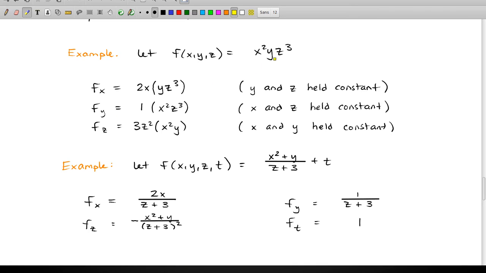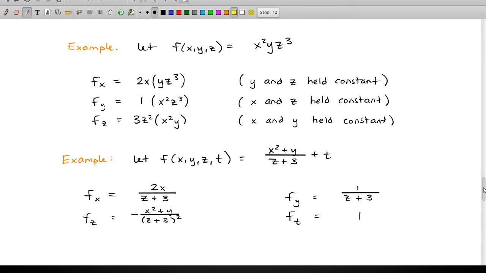Derivative with respect to y, we treat y as a variable, x squared z cubed as a constant, so the derivative of y with respect to y is 1 times that constant, x squared z cubed. We look at the z derivative, x squared y times z cubed. Derivative of z cubed is 3z squared times x squared y, that constant. Again, same game. The more independent variables you have, the more things you have to hold constant when you're taking the derivative with respect to a given variable.